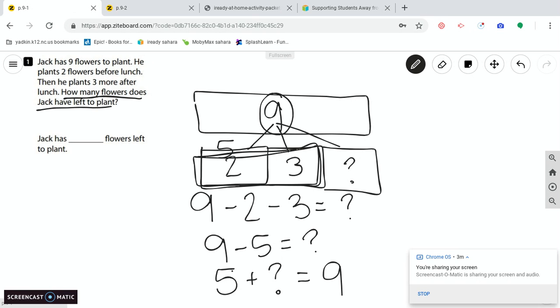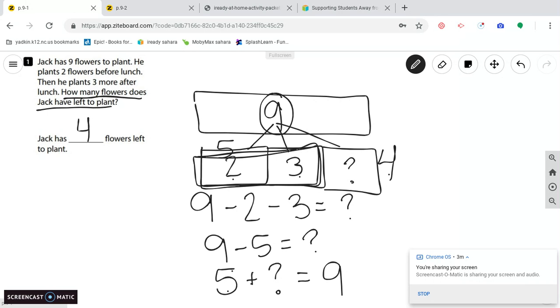The math should be easy here. 5 plus what equals 9? 5 in my head, 6, 7, 8, 9. Jack has 4 flowers left to plant. And we can always check our subtraction by adding. 2 plus 3 is 5. 5 plus 4 is 9. Okay, so the answer to number 1 is 4.